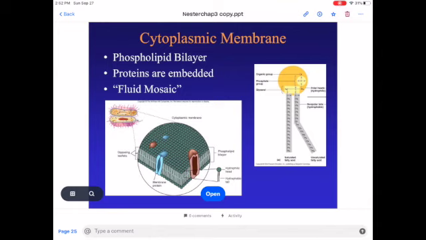They're made of phospholipids. We've talked about this before. This is all review for you all. So we've got a phospholipid bilayer here, with proteins that are embedded. That's what this brown lumpy thing and this blue lumpy thing are. And it's a fluid mosaic model of the cytoplasmic membrane, meaning that it's very flexible. It's not rigid at all.